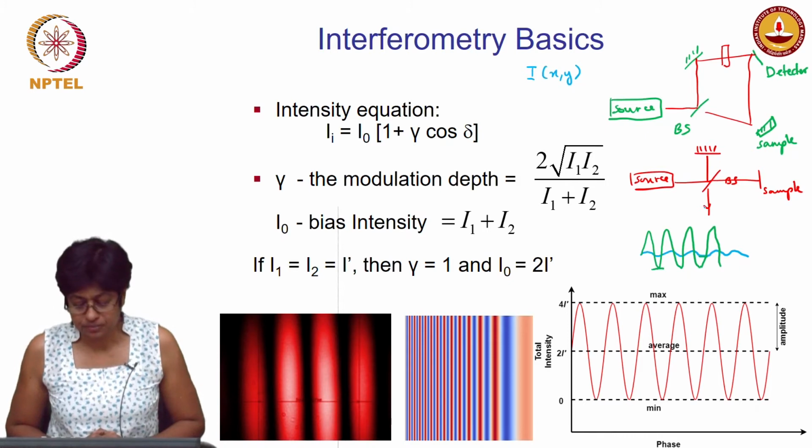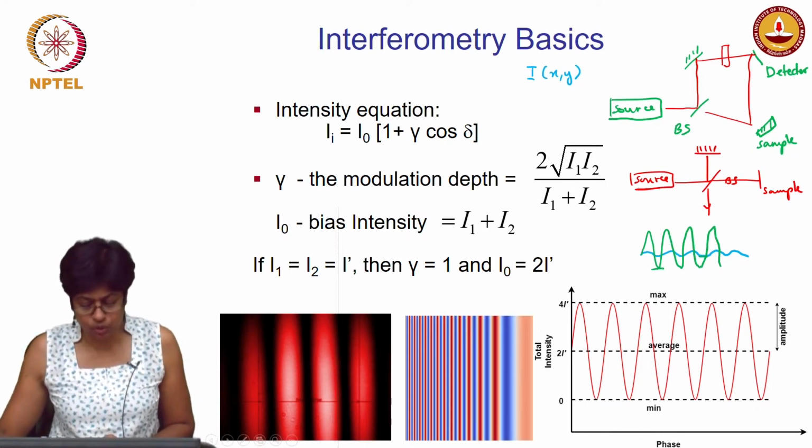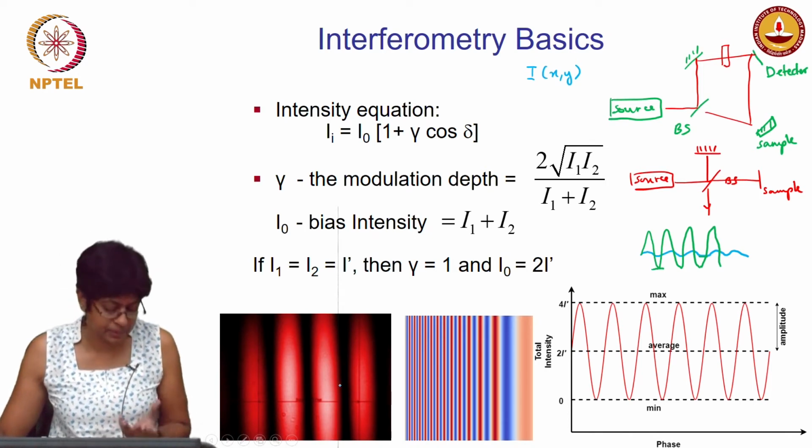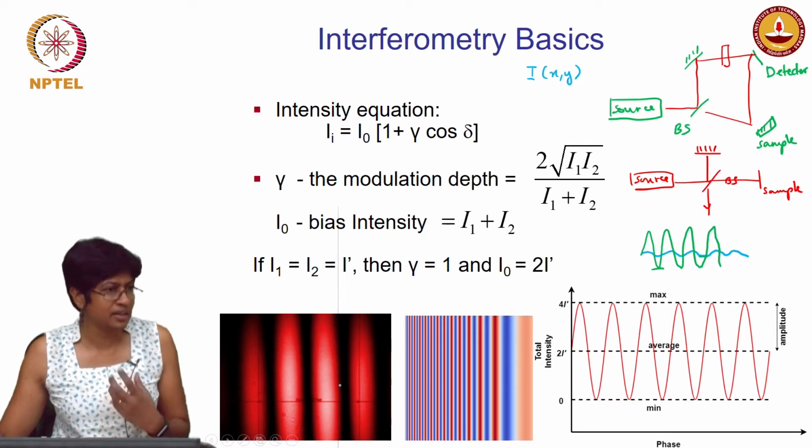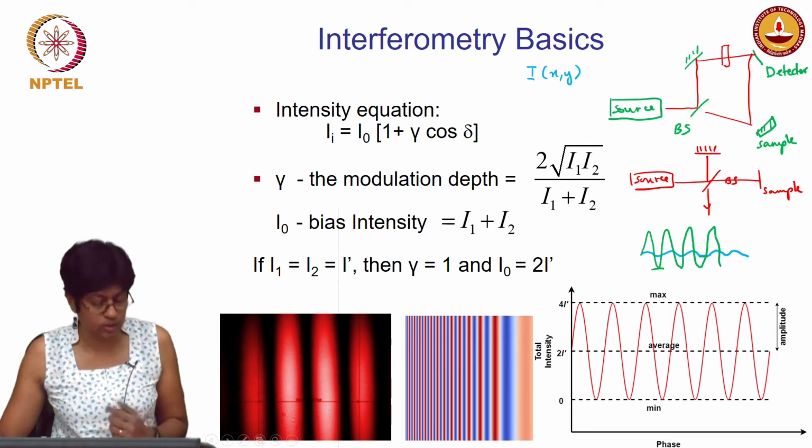Okay. So, the images I have shown over here are some interference patterns. The image over here may be taken with two beams generated from a helium neon laser. That is why you have this red color.